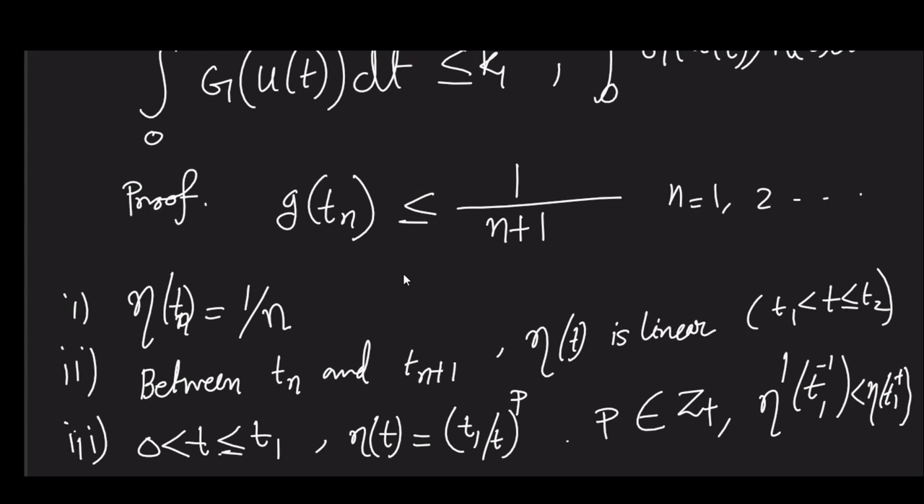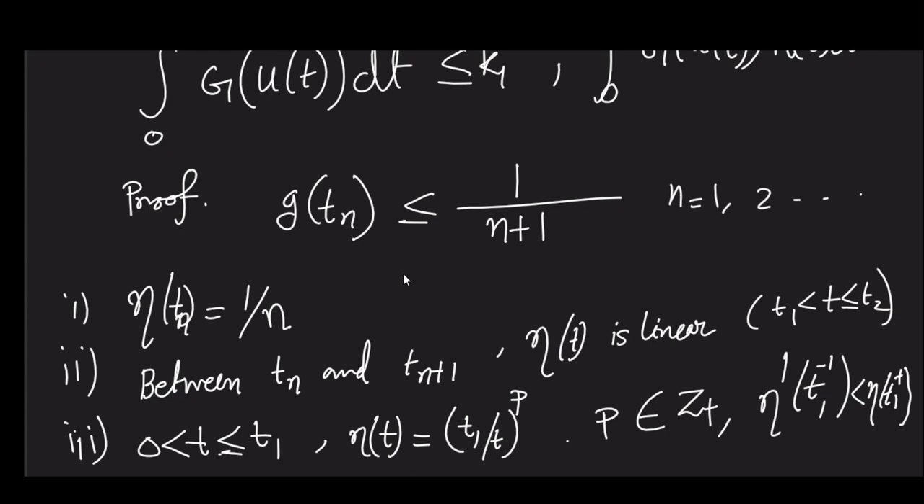Now an obvious question will come: time is increasing or varying in a continuous manner, so what happens between two time points that are not integer? In that case eta t is linear, and when you consider the third case, when t is less than t1, then we define p as a positive large integer that gives us a jump at that point, right?